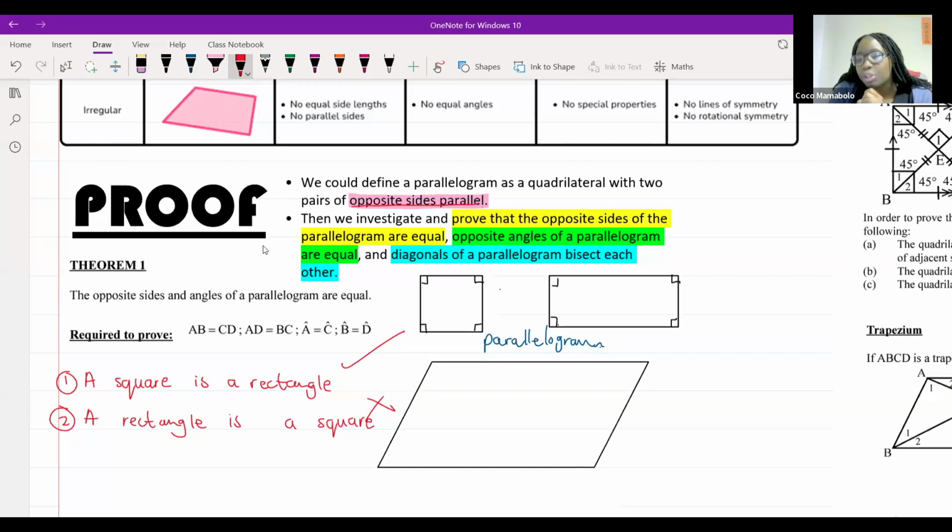But if they say prove that something is a square, ooh, now we've got a little bit more work to do. First, we have to prove that the opposite sides are parallel. Then we have to prove that the opposite angles are 90 degrees. Then we have to prove that all sides are equal. Otherwise you're not describing a square, you're describing a parallelogram or a rectangle. So it's going to take a little bit more digging for us to get there.